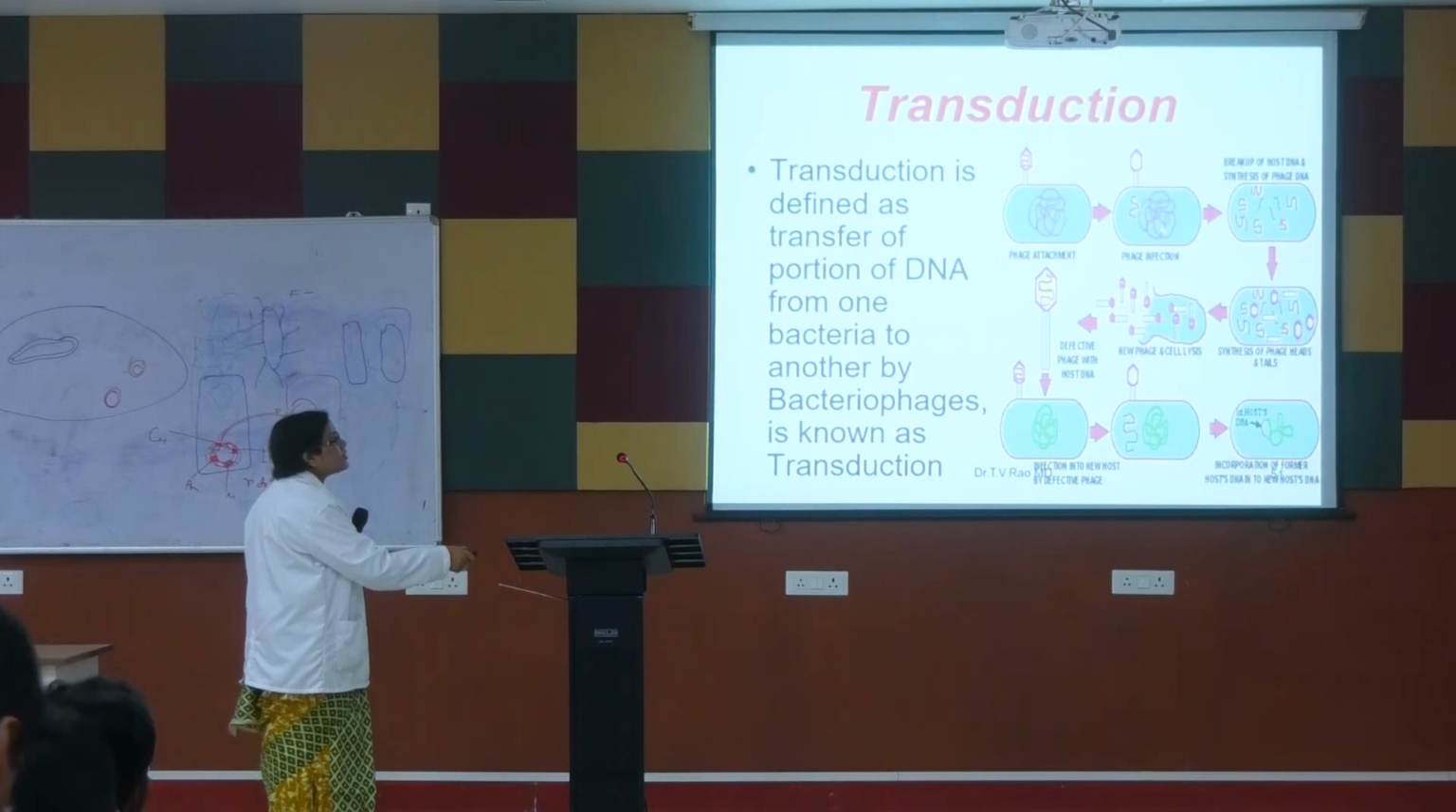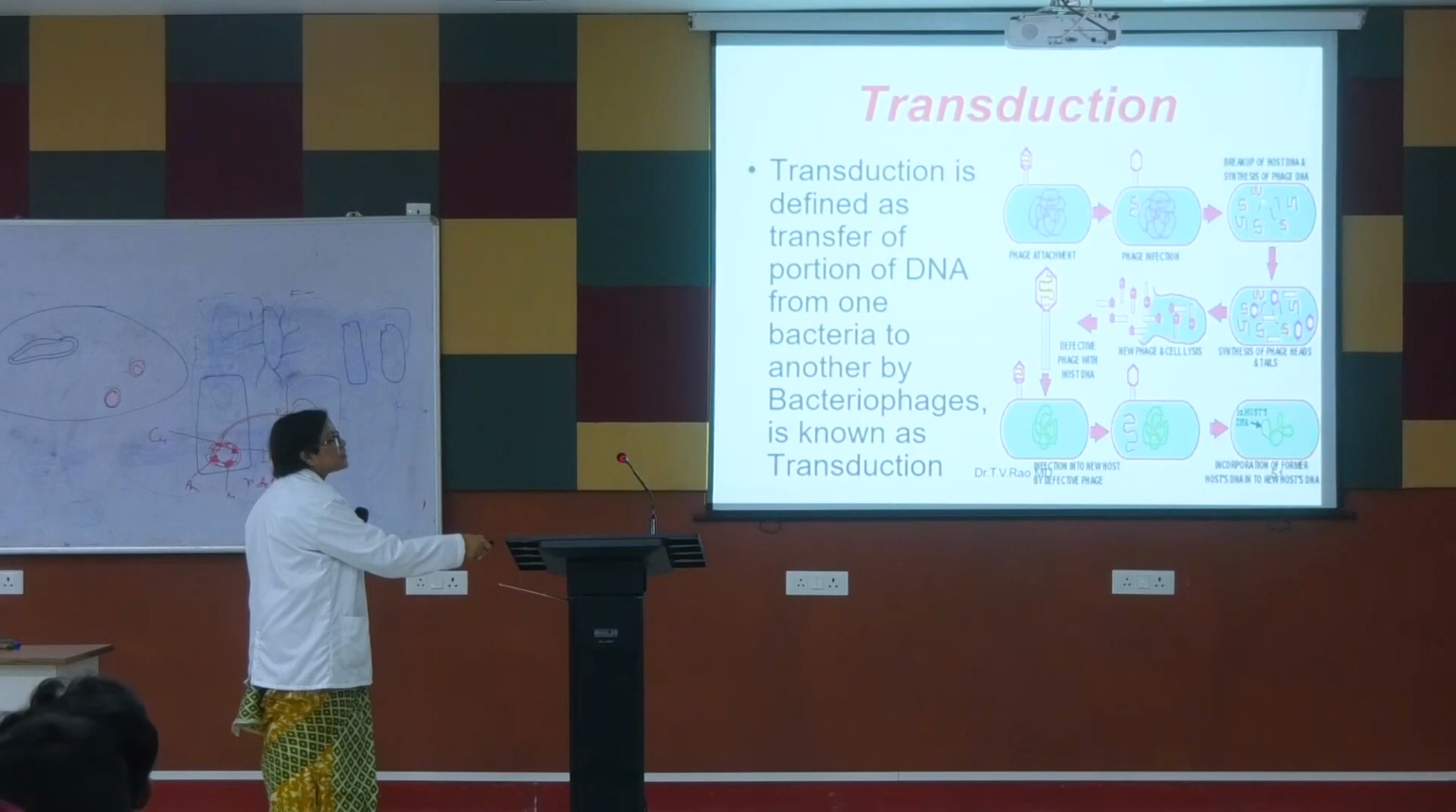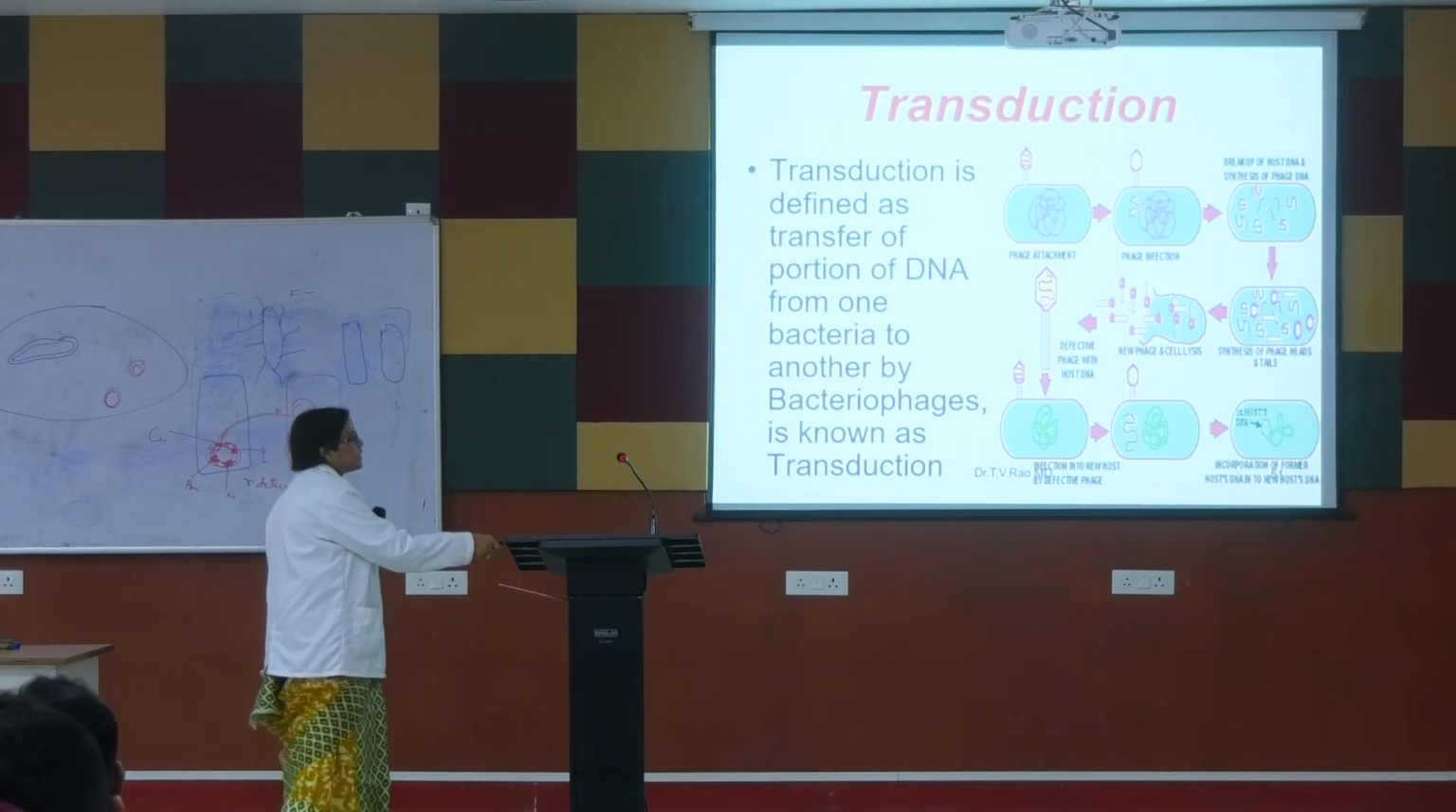Now lysis of the bacterial genome, and there is replication of the bacteriophage genome. Then there is capsid formation, and again multiple bacteriophages are formed. There is lysis of the bacterial cell and they are coming out. So it is the lytic cycle.